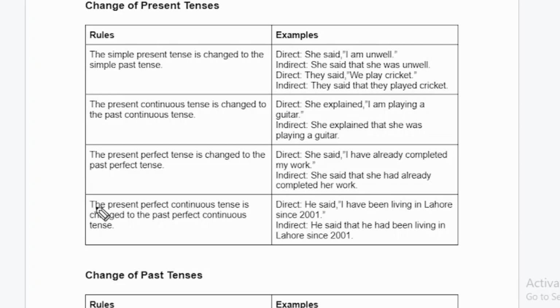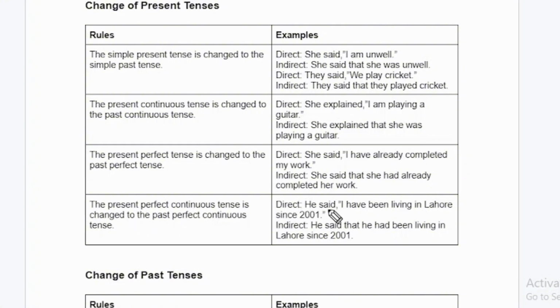Now see this: the present perfect continuous tense is changed to the past perfect continuous tense. That is also a simple thing. Why is this simple? Just change the same sentence from present perfect continuous to past perfect continuous. This thing you have to remember.